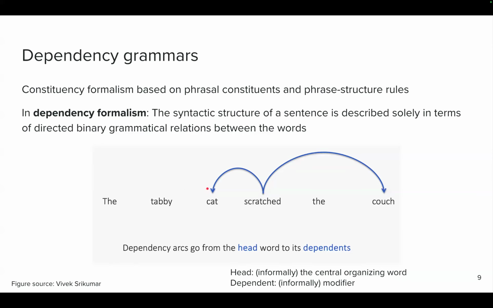So when we move forward, I will stop again and show you again, bring back this notion of the organizing word.